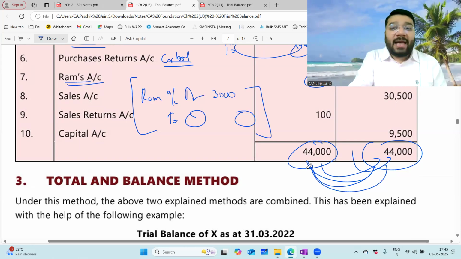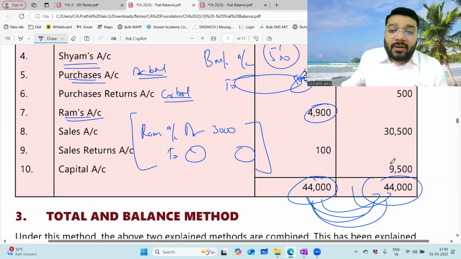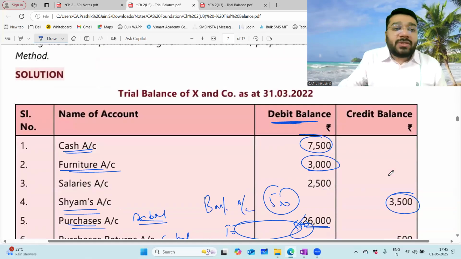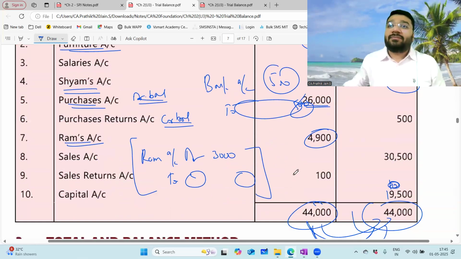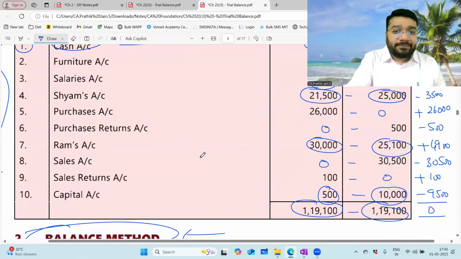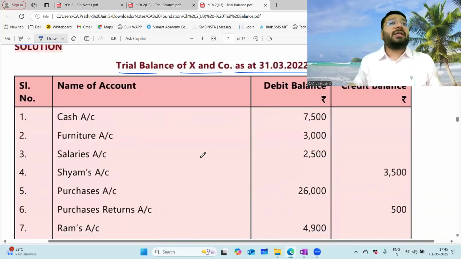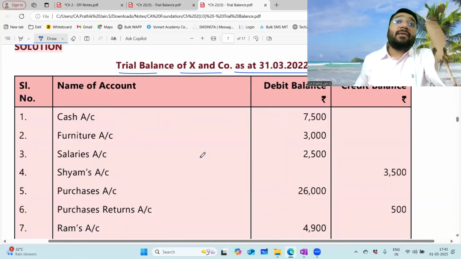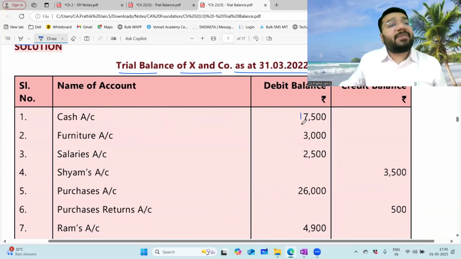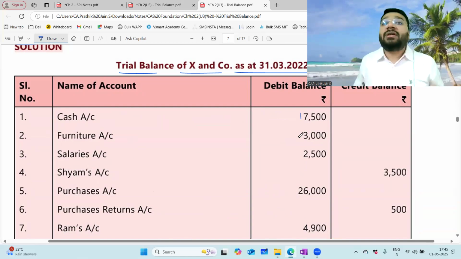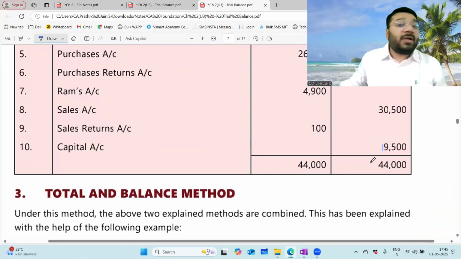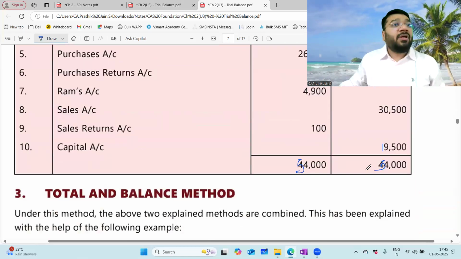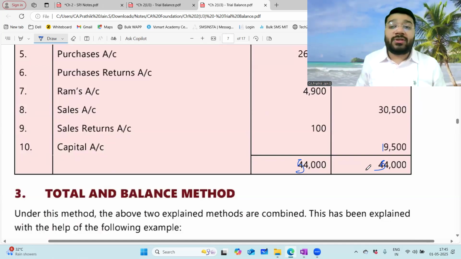For this one transaction, I gave 10,000 more capital. So 10,000 more is recorded in the capital account, making it 19,500, and 10,000 in cash makes it 17,500. Now if you total, it is 54,500 on both sides. Are you able to follow what I'm trying to say? 10,000 introduced as capital in the form of cash, so cash will increase by 10,000. 7,500 plus 10,000 is 17,500. Capital is already 9,500, plus 10,000 is 19,500. Now the total is 54,500. This should be the actual total.